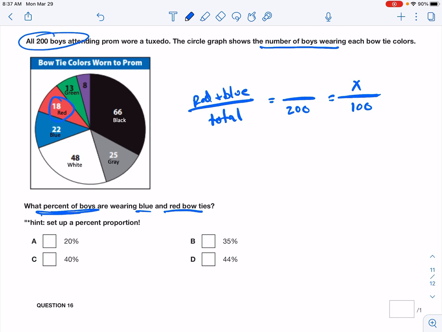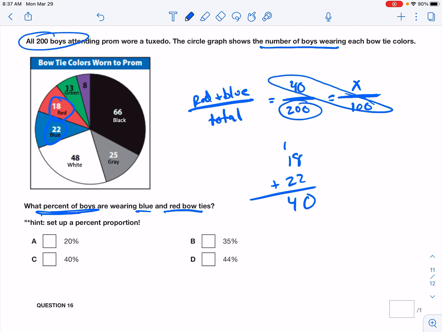Red is 18, blue is 22. And we get 40. So there's 40 red and blue out of 200. So if we want to find the percent, we have to multiply and divide. And we end up with 20%. So 20% are wearing red and blue.